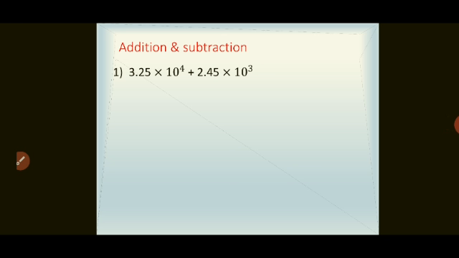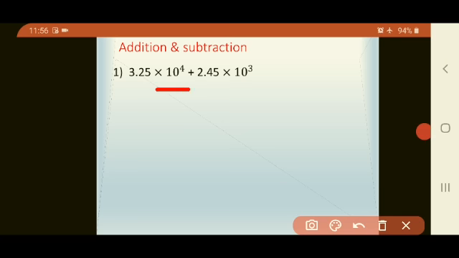Okay. Now whenever I have solved the examples, I have taken the same numbers. So let us start with the first: 3.25 into 10 to the power 4 plus 2.45 into 10 to the power 3. Now whenever we are doing the addition or subtraction of scientific notations, remember, there is one rule, that the exponents of the numbers being added should be the same. So first of all we have to make the exponent the same for both the numbers. Okay, so how to make it?